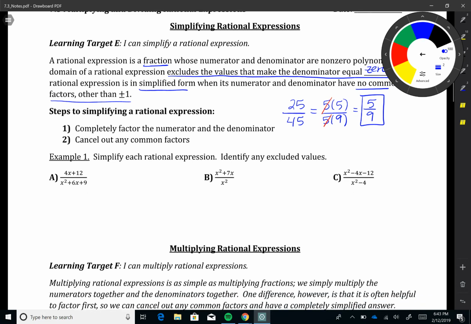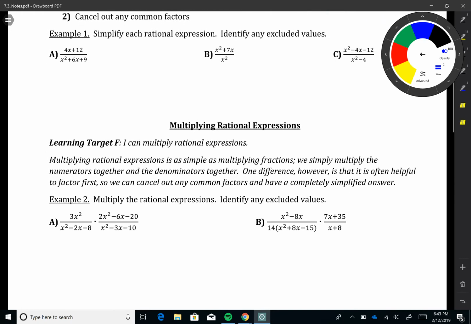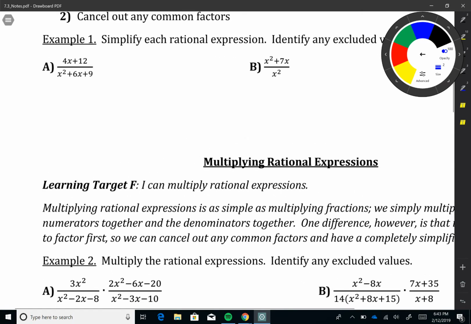So here we go. Example 1. Simplify each rational expression. Identify any excluded values. So letter A, I have 4x plus 12 divided by x squared plus 6x plus 9. For 4x plus 12, I can factor out a greatest common factor of 4 from both of those terms, which leaves me with 4 times the quantity x plus 3. X squared plus 6x plus 9 is a trinomial that factors to x plus 3 times x plus 3.